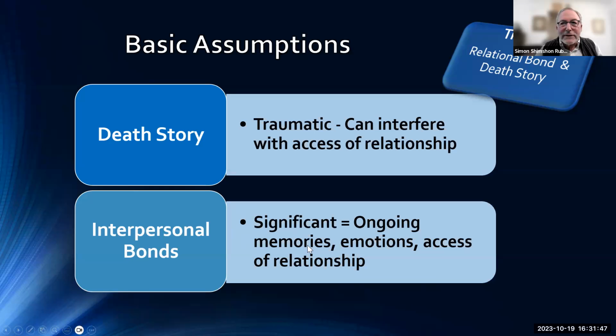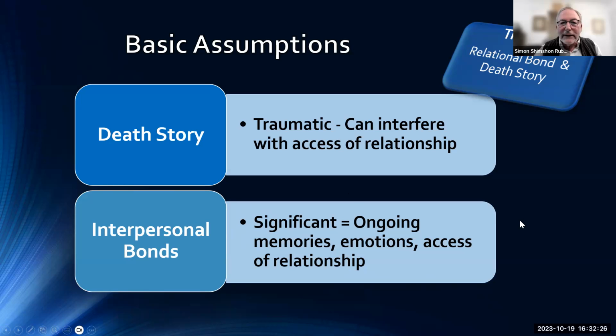So the basic assumptions of track 2 are, first, that there's a death story: how people talk about what happened to the person who died, how it occurred, and what they share can give you a lot of information about whether it is a death they experience as particularly difficult to integrate, a death they feel responsible for, or a death they cannot talk about. These are things we will want to understand. The second part, the more ongoing, continuing part, is the interpersonal bonds, the ongoing memories, emotions, and access to the relationship that occur across the life cycle.